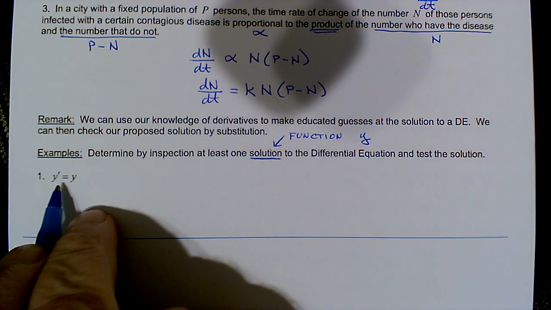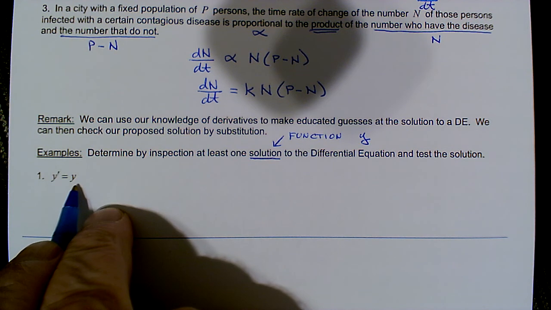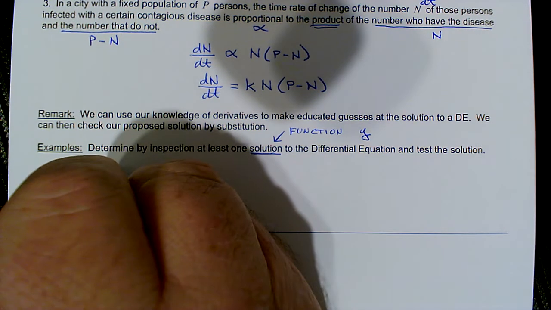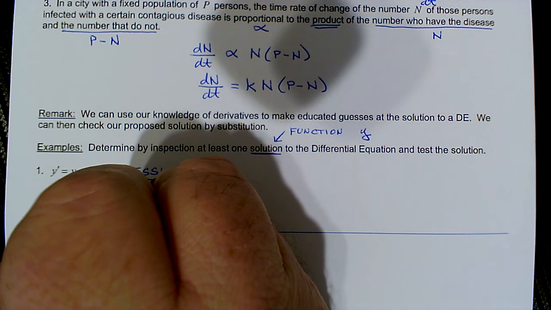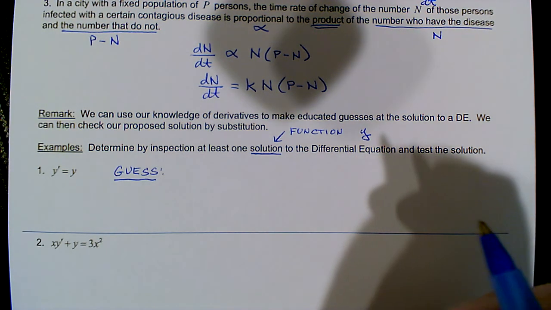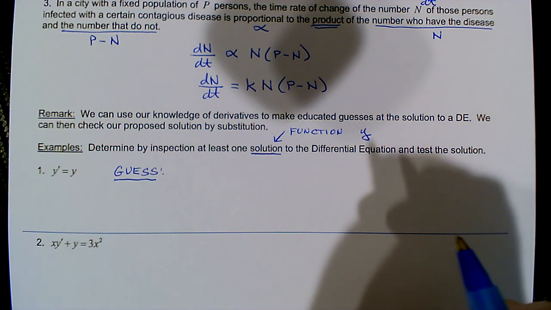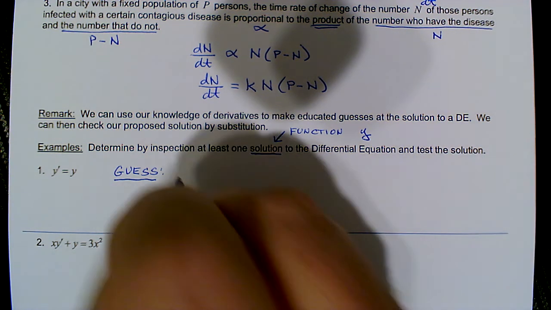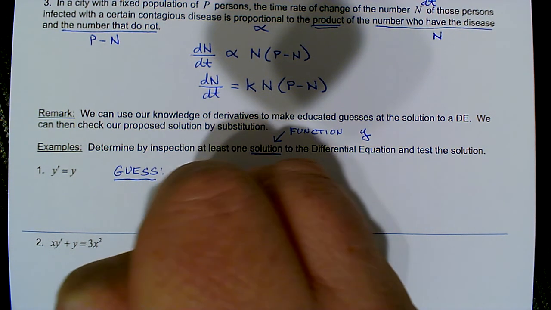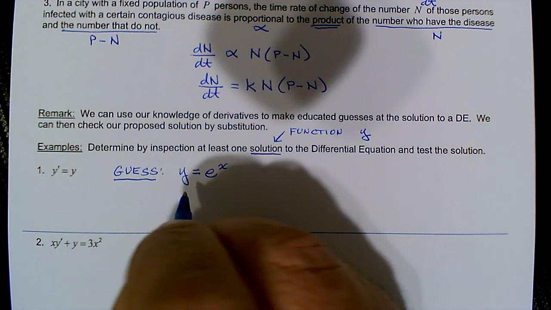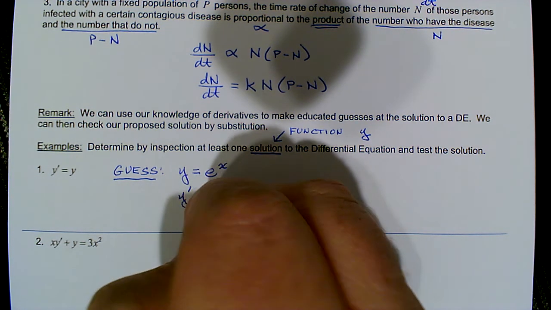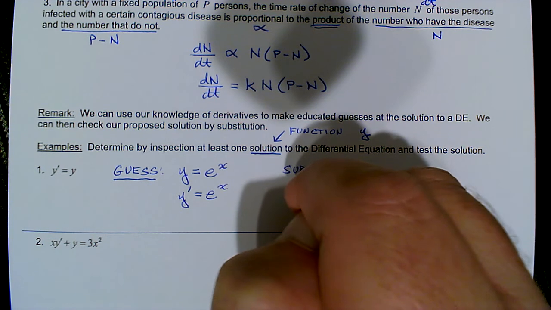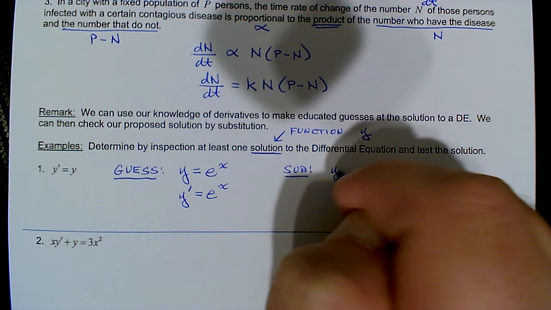And one of the things that we should know is that there's a really special function out there whose derivative is itself, and that's the exponential function e to the x. So if I guess y equals e to the x, y prime is also e to the x. So if I make a substitution to verify into y prime equaling y, we get e to the x equals e to the x, and it's verified.